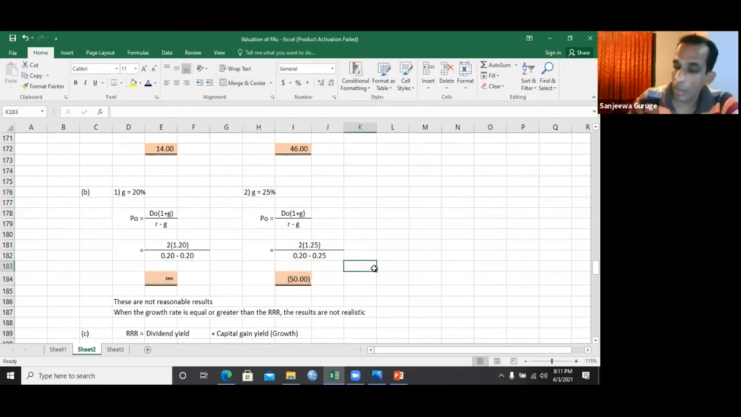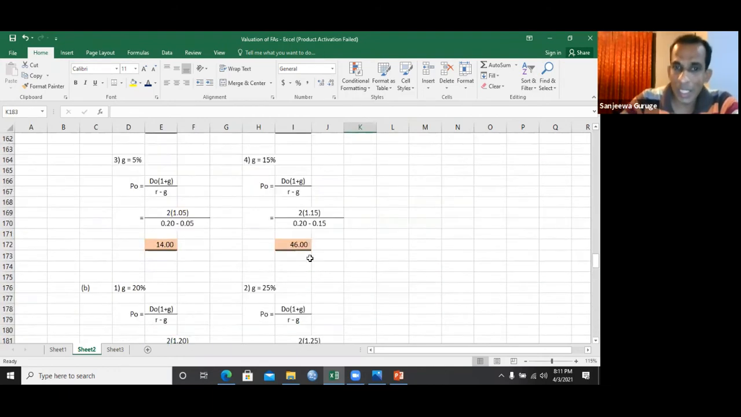Why? We also discussed this, right? If the growth rate is equal to or more than the required rate of return, is it realistic? Is it logical to make an assumption like that, to assume a growth rate more than the required rate of return? It's not logical, right? Why?